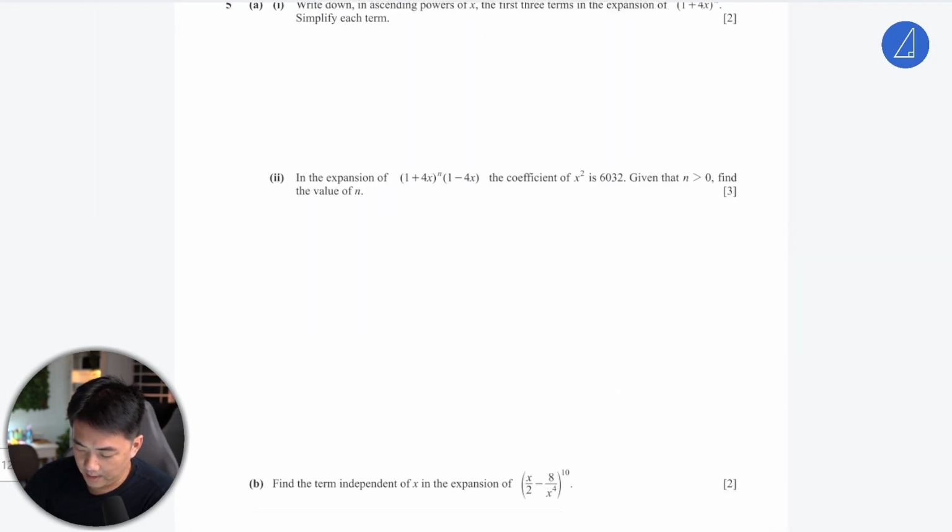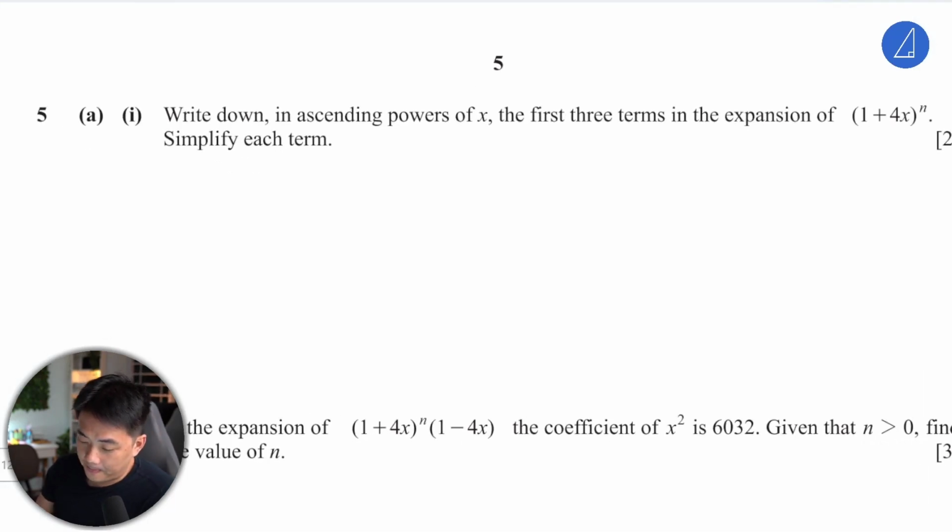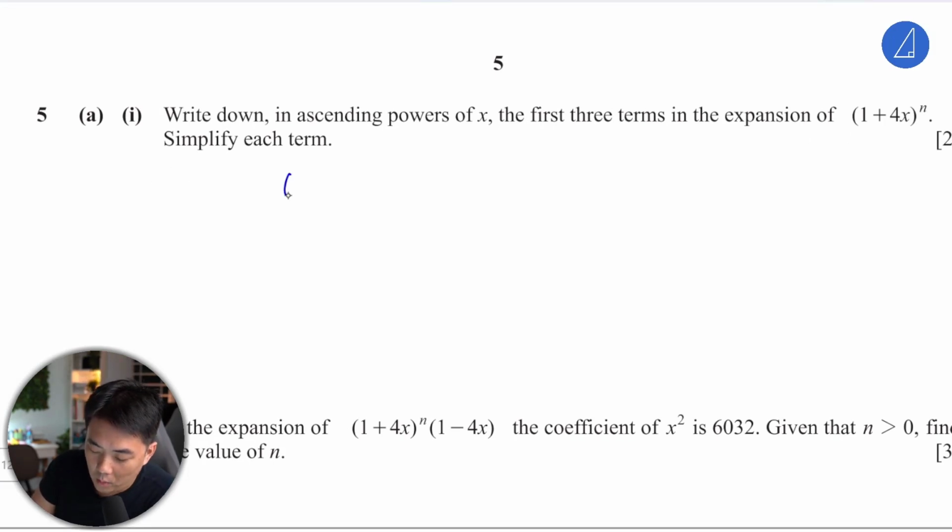All right, so that's how we do this part of the question. Let's look at the second part, which is: write down in ascending powers of x the first 3 terms in the expansion of (1 plus 4x)^n, simplifying each term. Okay, great. In this case we need the first 3 terms. So (1 plus 4x)^n.